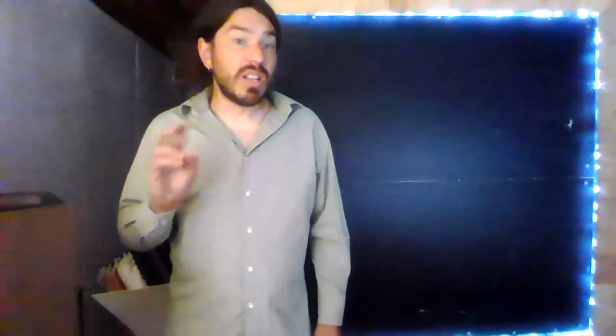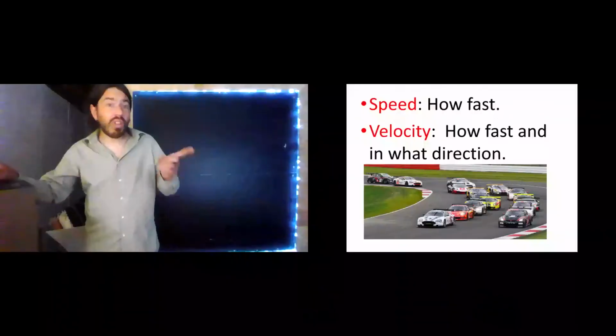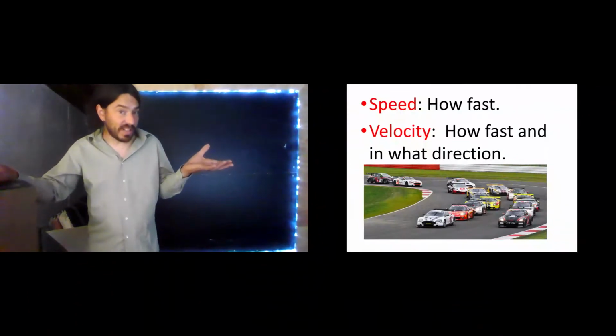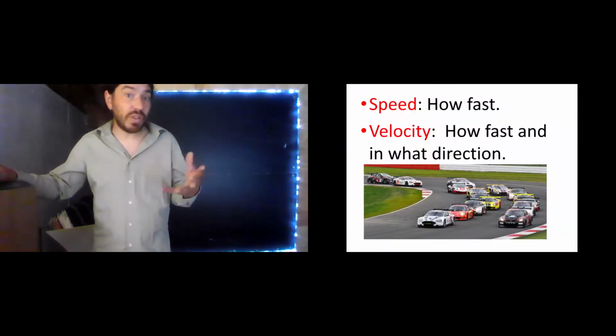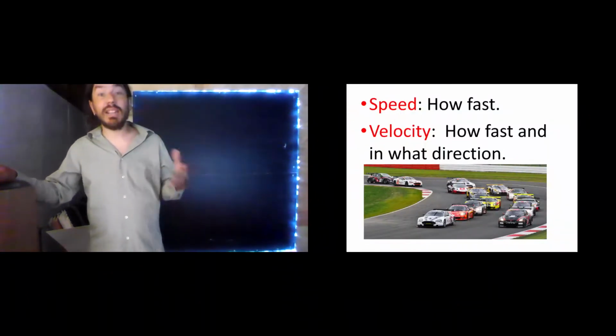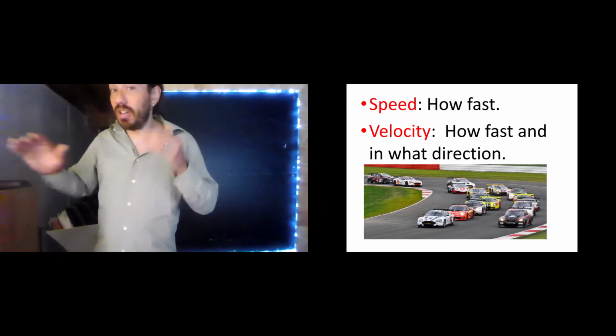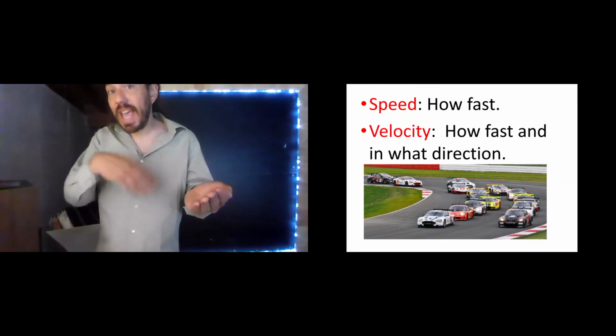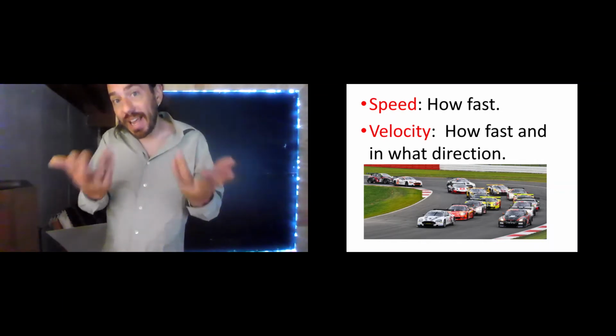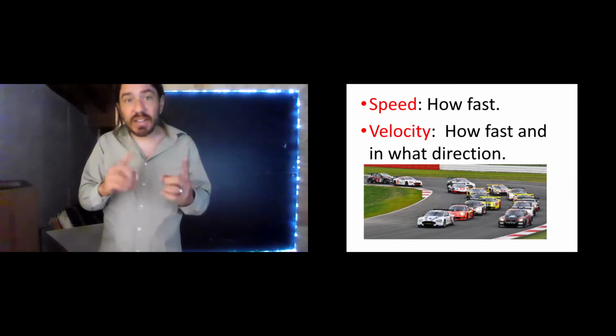In order to wrap our brains around the physics definition of acceleration, let's remember speed and velocity. Recall that speed is just how fast. Remember that it is a scalar, and so it has no direction. So speed is how fast, and velocity is how fast and in what direction. Since it includes a magnitude, how fast, and a direction, that makes it a vector. So velocity is a vector.